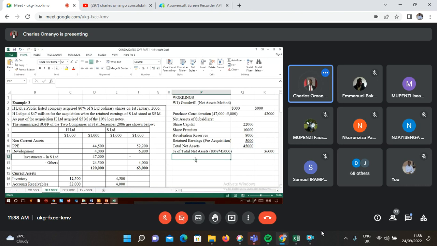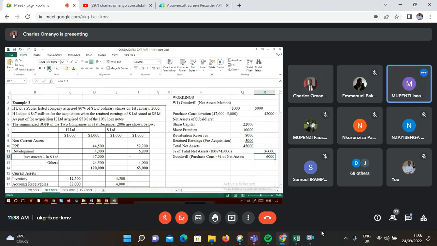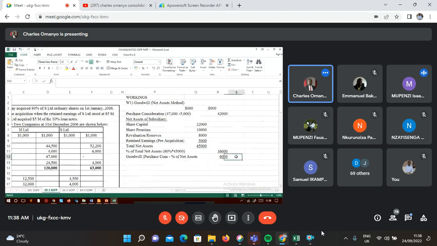And then you get the goodwill. Goodwill is equal to purchase consideration minus the percentage of net assets. So what will be our goodwill? 42 minus 36. It is positive. So if it's positive, it goes to non-current assets. So that is goodwill.